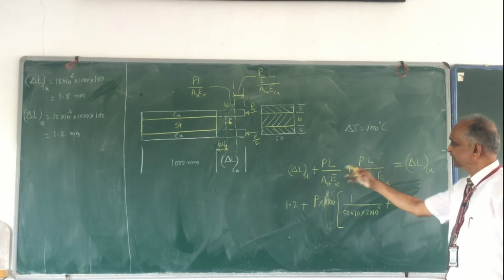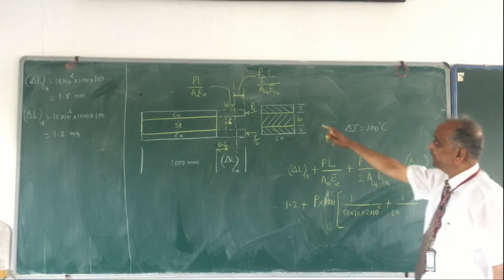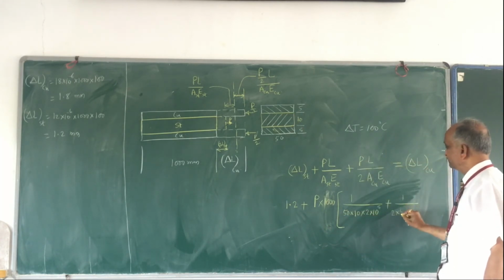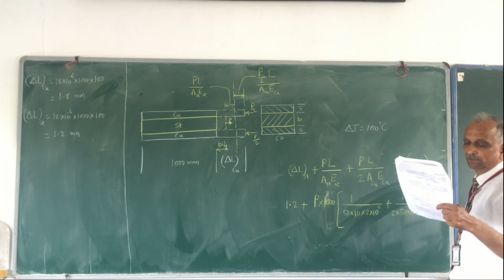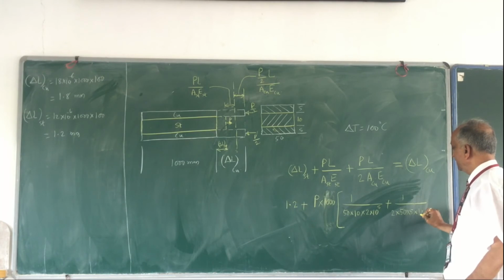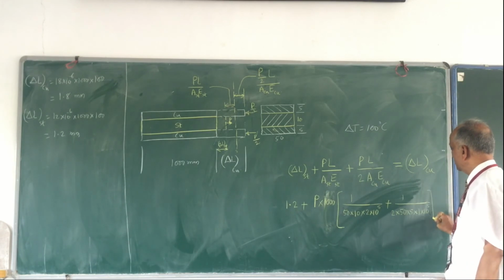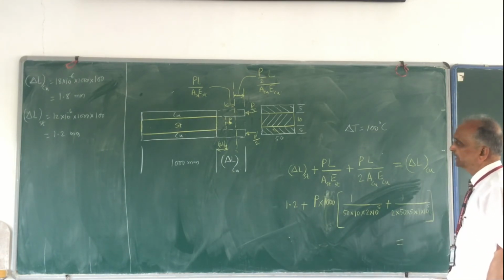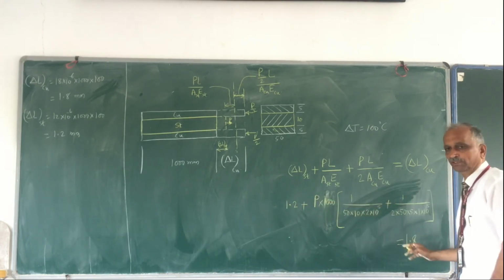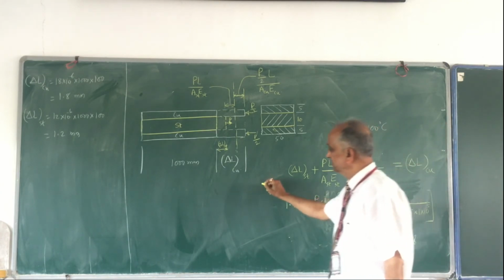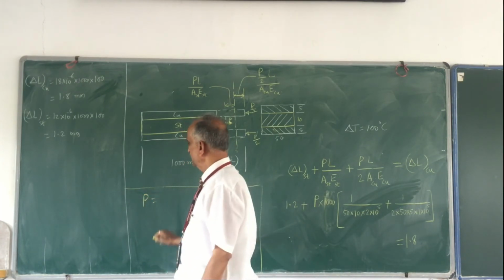Plus, again L has been taken outside. This is 1 divided by 2 times the area of copper, each plate, which is 50 into 5, into E of copper. E of copper is 1 into 10 raised to 5. These terms have been taken into account. This is equal to delta L copper, which is 1.8. Simple. Take this 1.2 to this side, simplify, and finally get P.